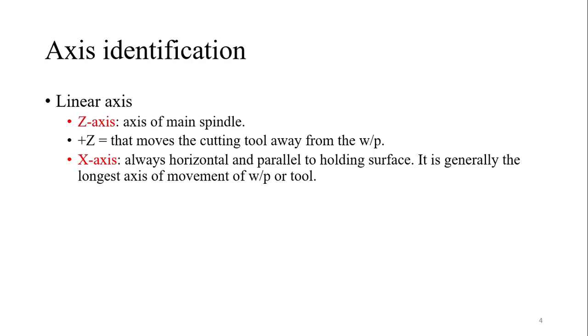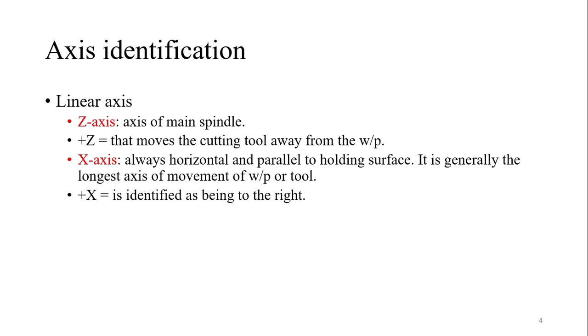To identify the x-axis, there are three factors we need to consider. The first is that it should remain horizontal. The second is that it should remain parallel to the holding surface. And the third is that it should be the longest axis of movement of the workpiece or tool. That will be your x-axis. We'll discuss different examples in which you can prove which one is the x-axis and which one is the z-axis. So what is positive?